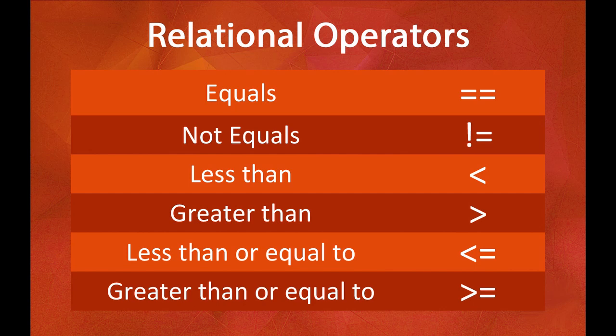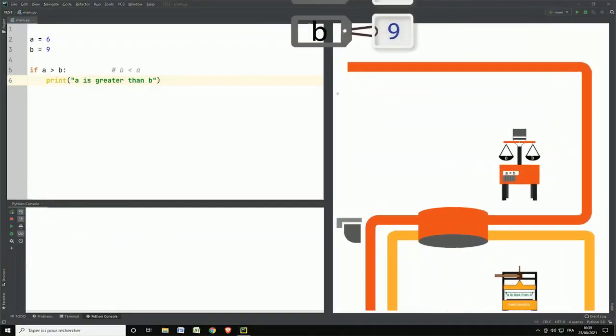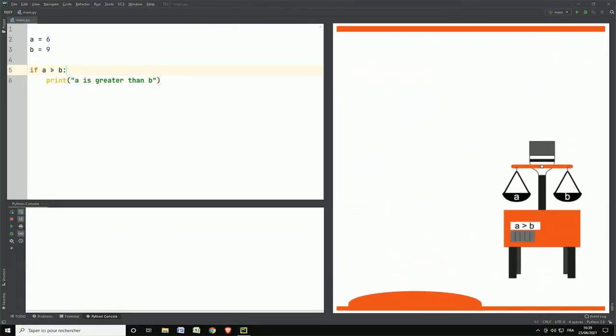And you can also combine those superior and inferior symbols with equal, which means less than or equal or greater than or equal. Let's go back to our example. So, depending on what we want to test or compare, we can use whatever combination of variables and operators.